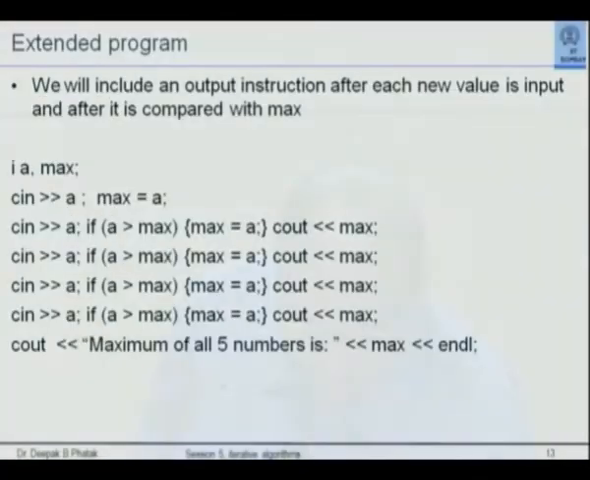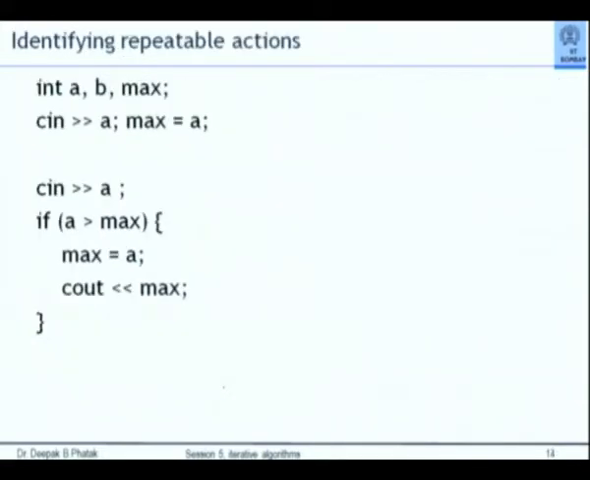Okay. Just compare this statement. This says if a greater than max, max is equal to a; cout << max. This statement says if a greater than max, max is equal to a; cout << max, brace closed. No difference? Yeah, but what is the logical difference? Are they meaning-wise the same?